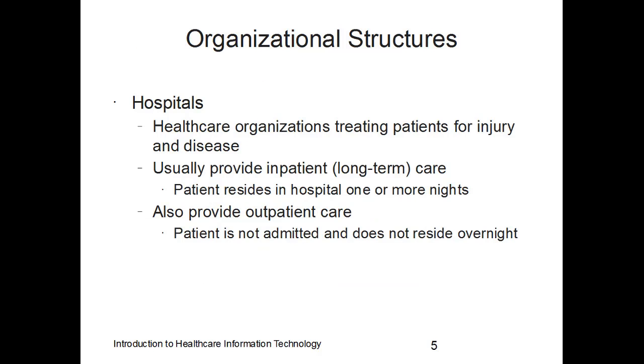All right, first kind of structure we'll talk about is a hospital. This is a healthcare organization that treats patients for injury and disease. And it usually will provide inpatient or long-term care. A hospital can also provide outpatient care. This is where a patient is not admitted and does not stay in that facility overnight, but they are still being cared for by that hospital.